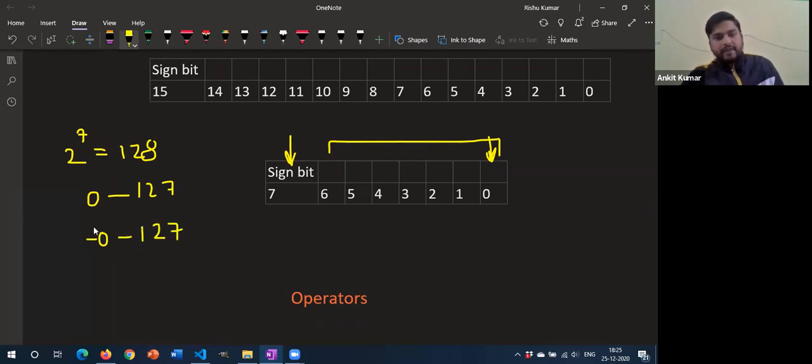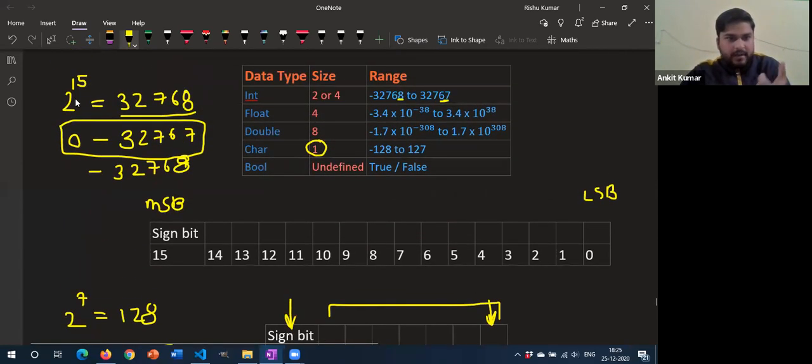Now, similarly, as we have minus 0, but that is not a number, so this bit will be added and we have 128. So one number is extra on the negative side. Now, if in a program you try to store, like in case of integer, the maximum positive number that you can store is 32767. Now, what if I try to store 32768? Then your answer will be minus 32768.